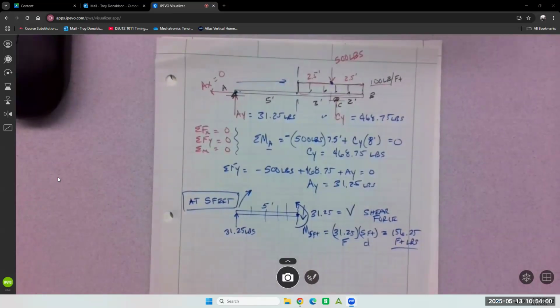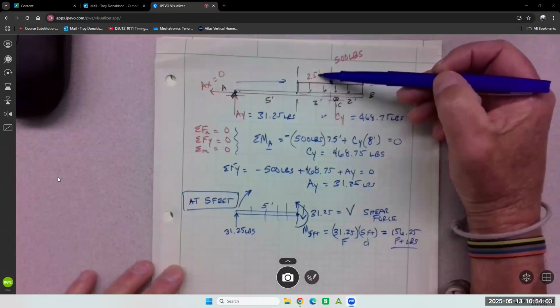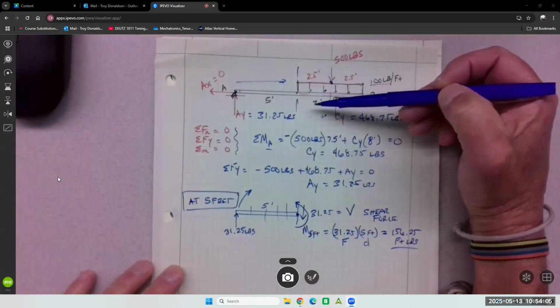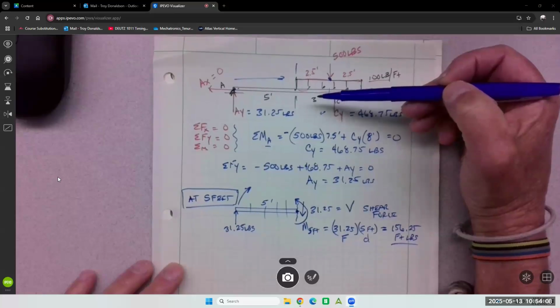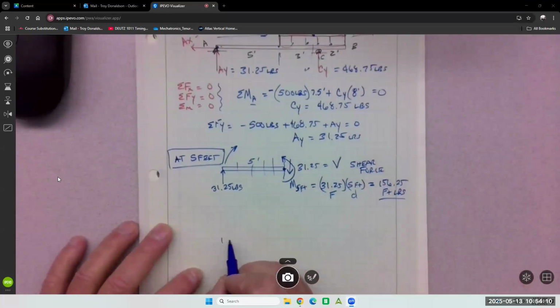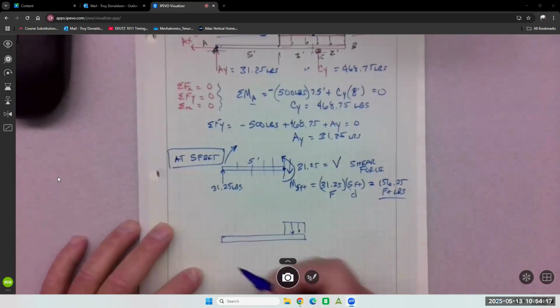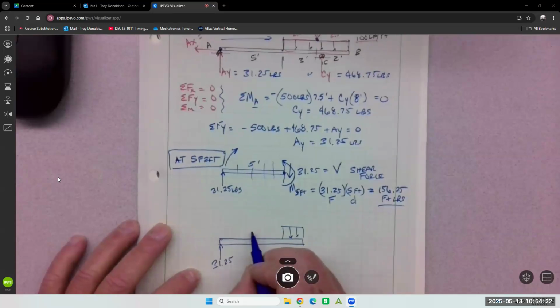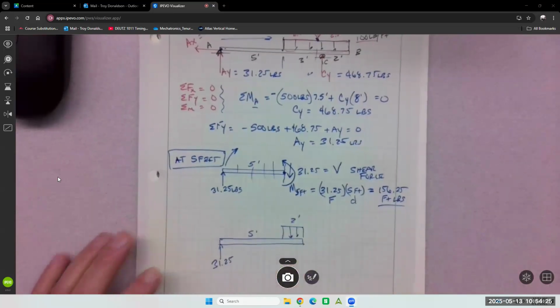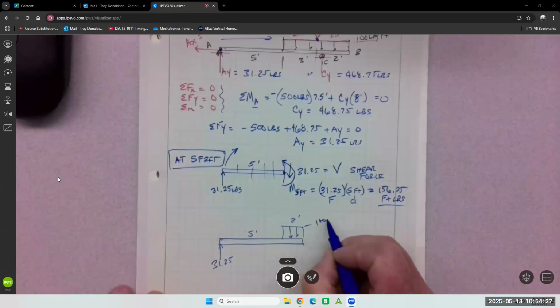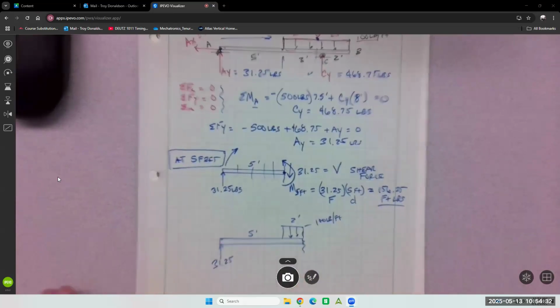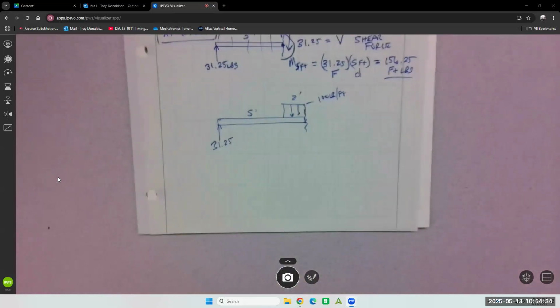If you go the other direction, now you start to pick up the distribution and you have to include it, right? So if I went, I'll go 7 feet. Distribution shows up. Right, where this is 5 feet, this is 2 feet. And this distribution is 100 pounds per foot. And here's my cut. So now I'm at 7 feet.